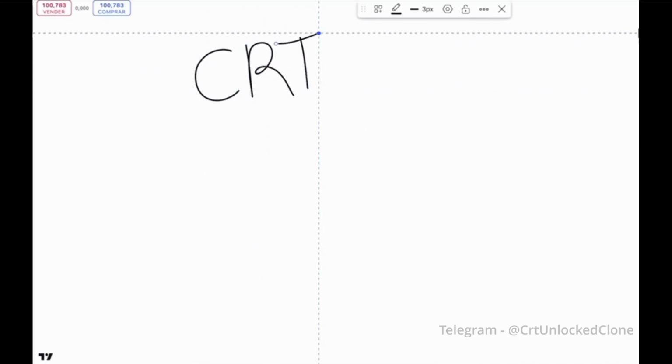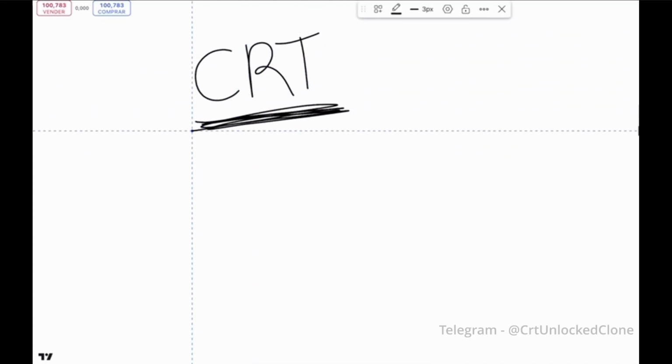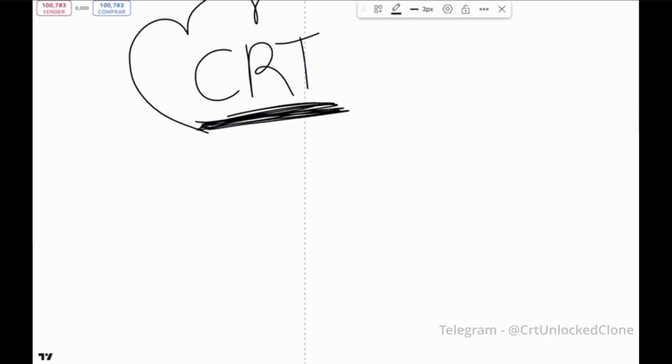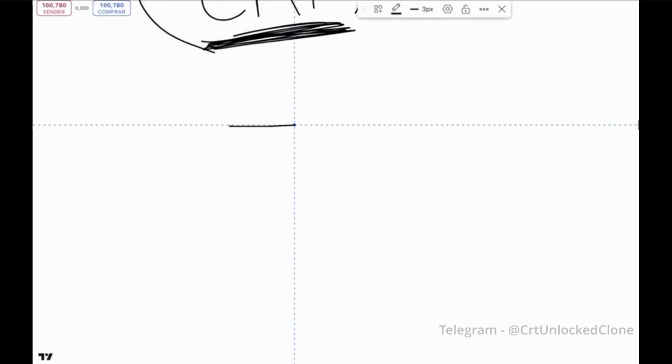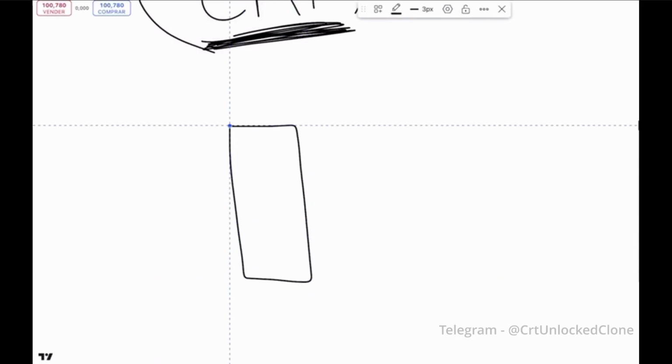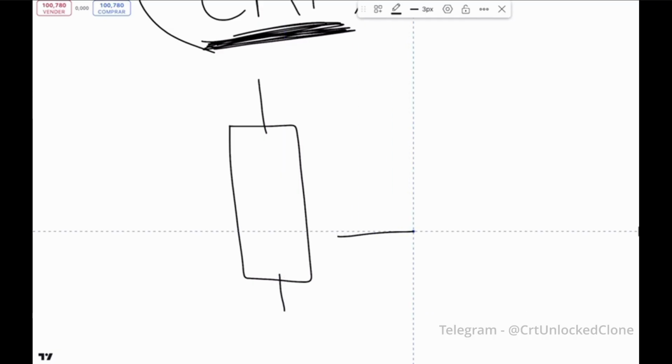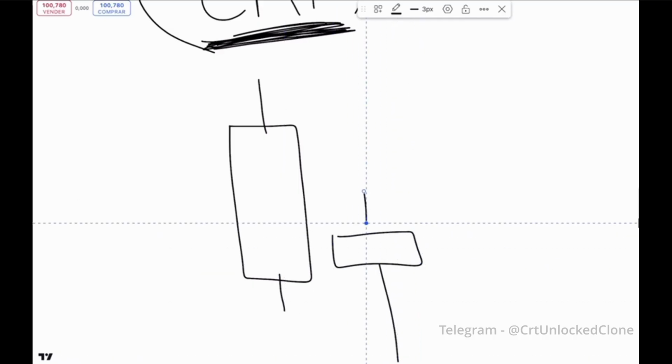Now, CRT is an objective way to visualize the market maker models. As we know, the market maker models are simply stolen from Wyckoff, right? If you go back and look at Wyckoff schematics, you'll see plenty of market maker models. And CRT is a better way to visualize market maker models.